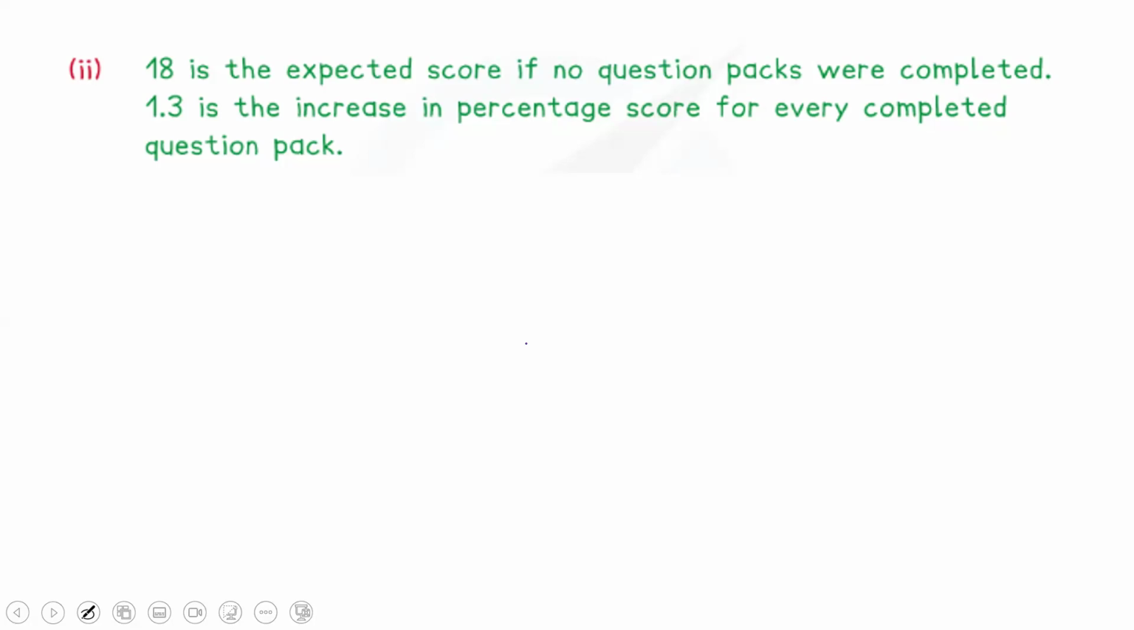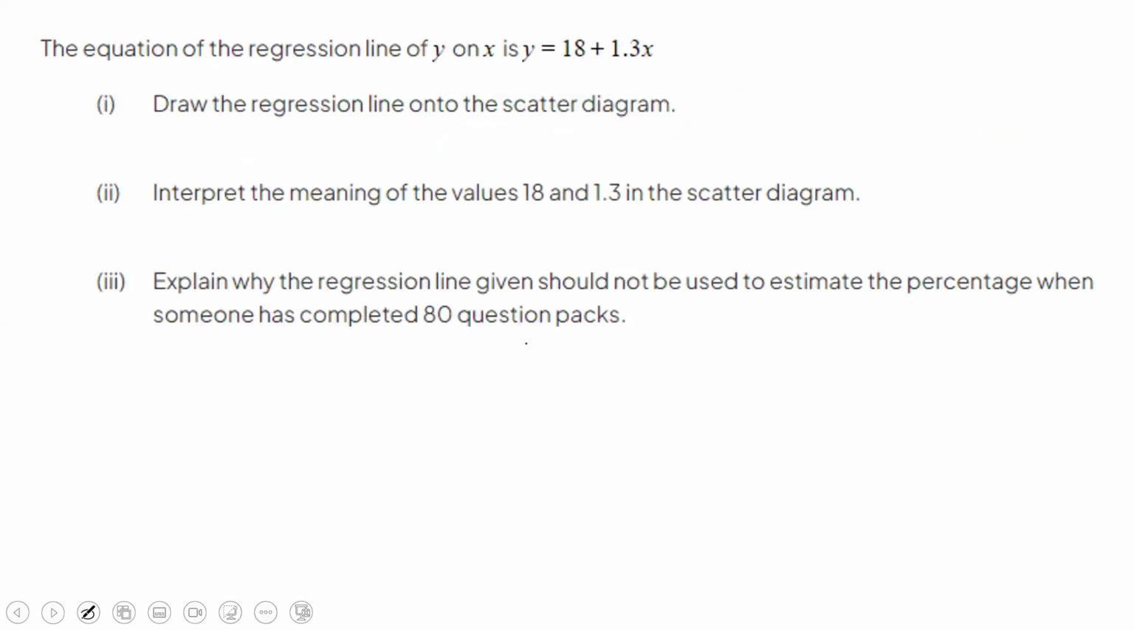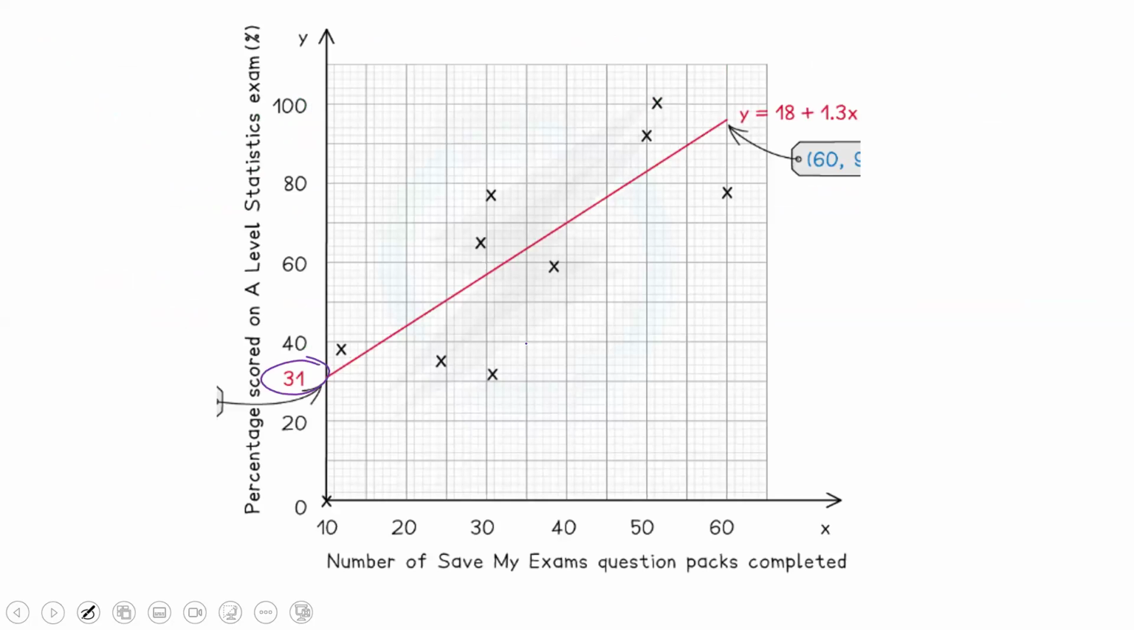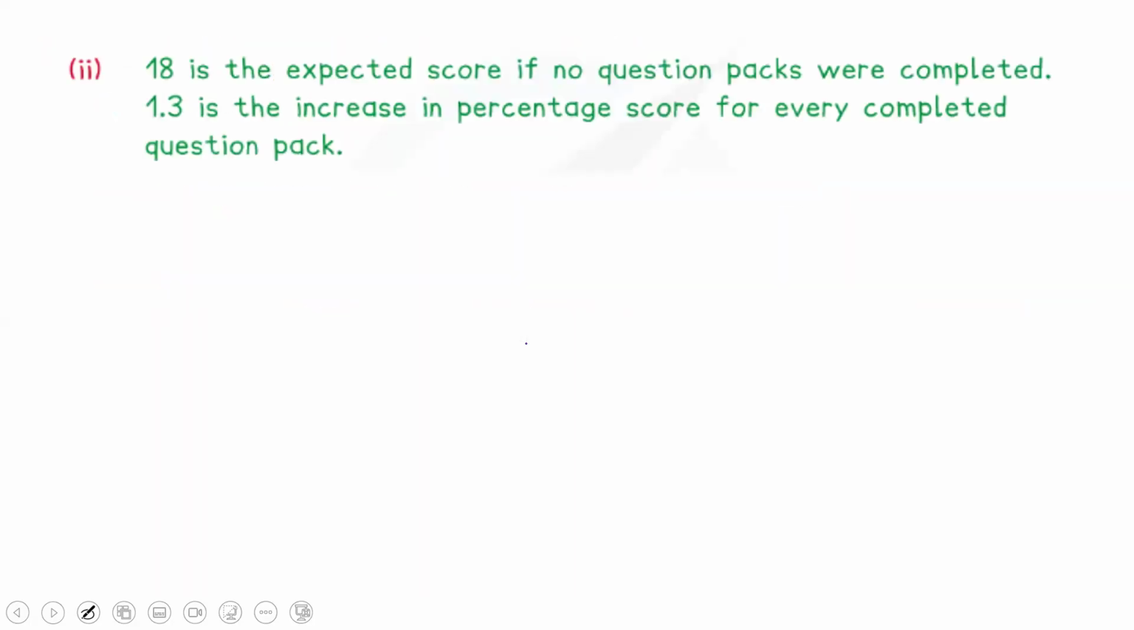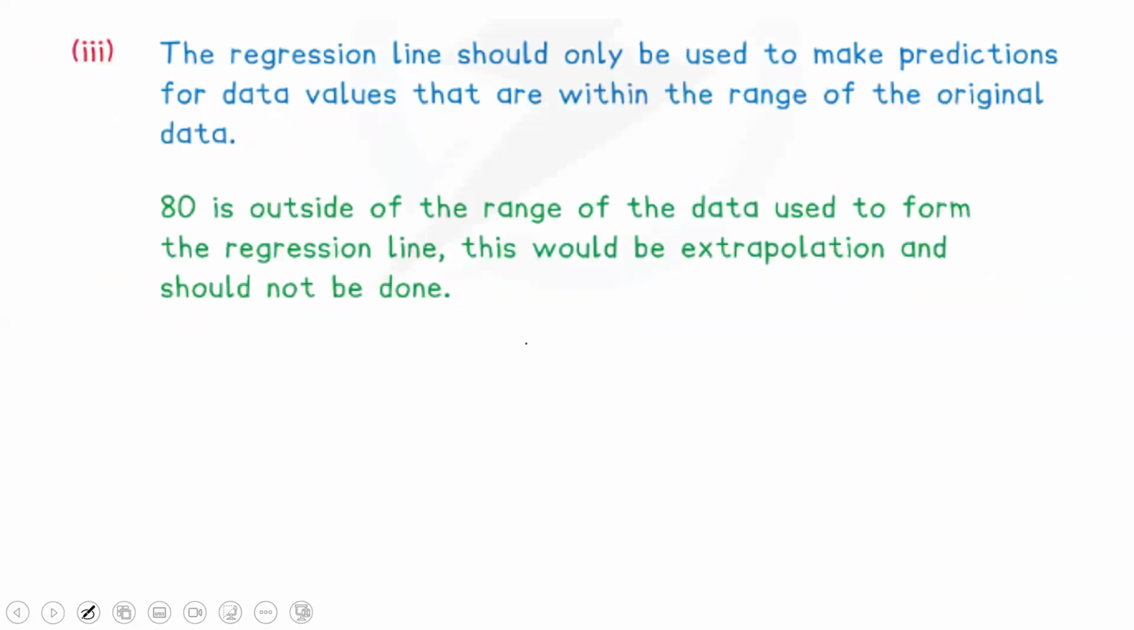Yes, sir. I'm almost done. Yes, sir. I copied it. Now see the third part: why the regression line given should not be used to estimate the percentage when someone has completed 80 question packs. Because the scattered data covers only till 60. So it's outside of the range.